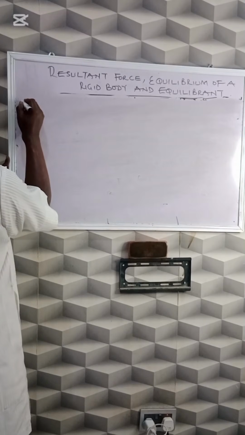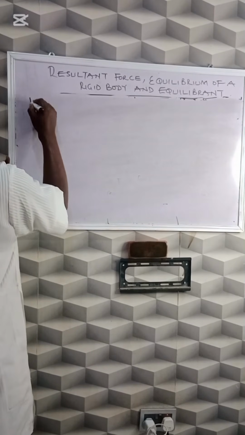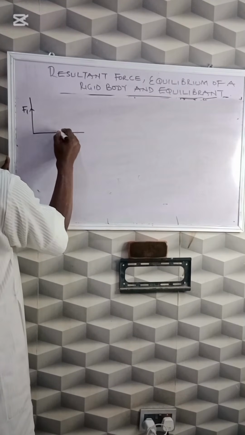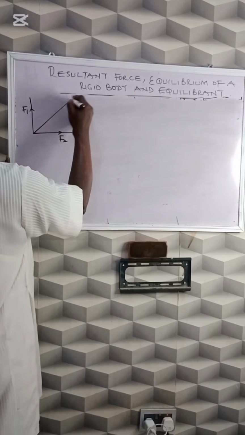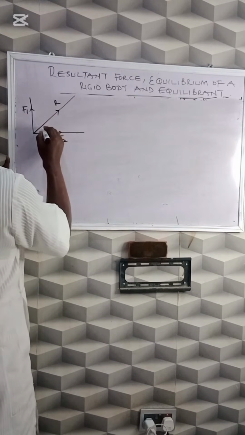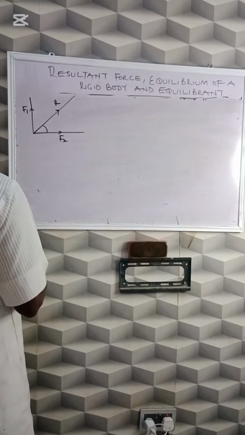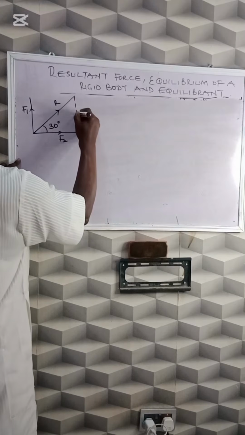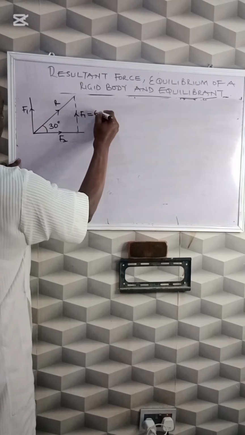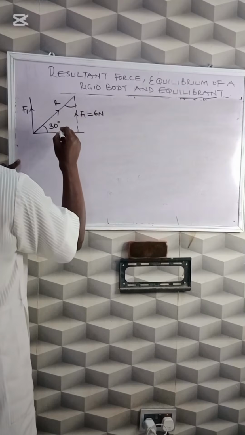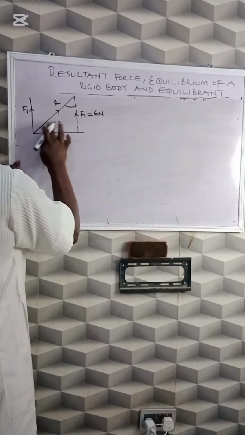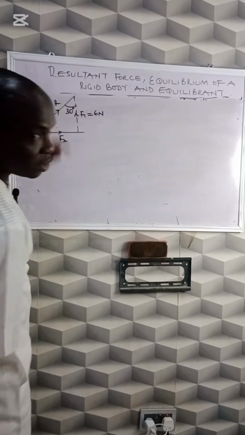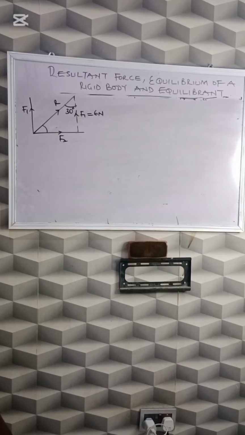We want to start by saying you are given two forces, they are perpendicular, F1, F2. This is the resultant. And the angle here is given to be 30 degrees. And this one is F1, that is 6 Newton. The angle between F1 and the resultant is given to be 30 degrees.